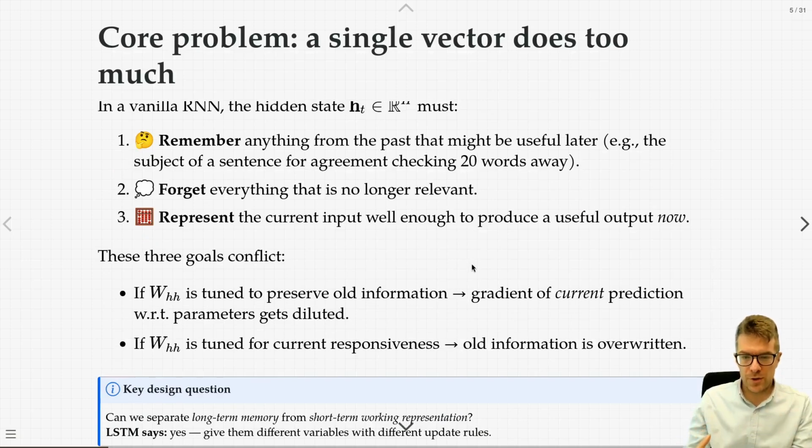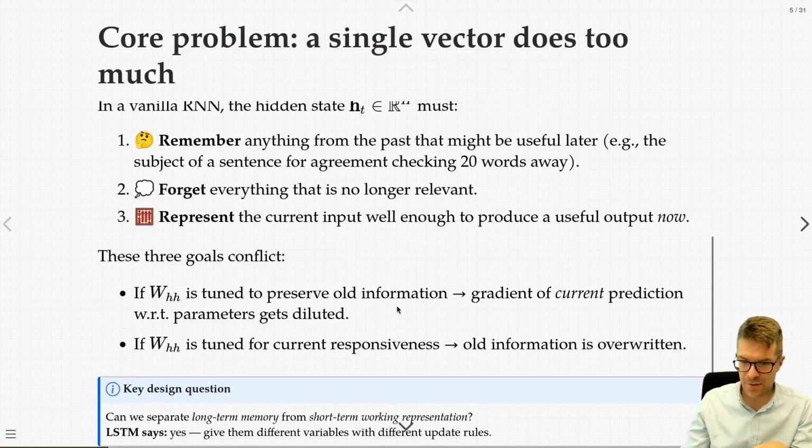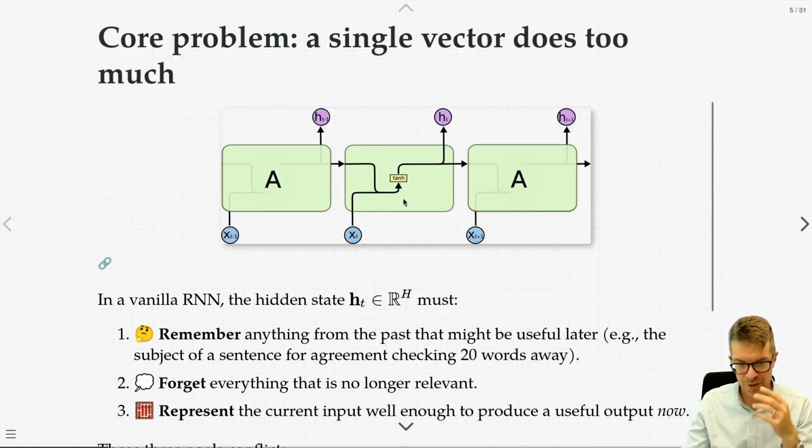If it's tuned to preserve old information, then the gradient of the current prediction with respect to the parameters gets diluted. So it ends up focusing too much on the past and not so much on the present, which is also true of a lot of us humanoids in real life. And if W_hh is too tuned to the current responsiveness, it's too reactive. If too much information is written into h_t from the current moment's observation, then it becomes highly reactive. Old information is overwritten. You don't learn from the past. This is also an unfortunate cognitive bias of human beings. I'm anthropomorphizing quite a bit, but this is technically a problem of these RNNs.